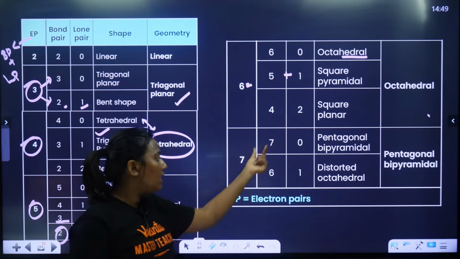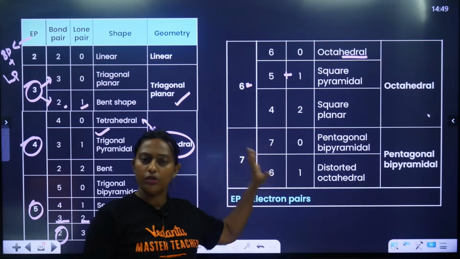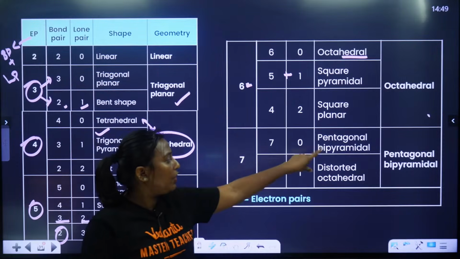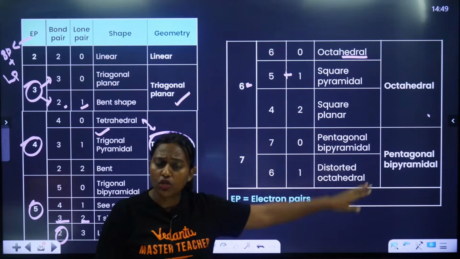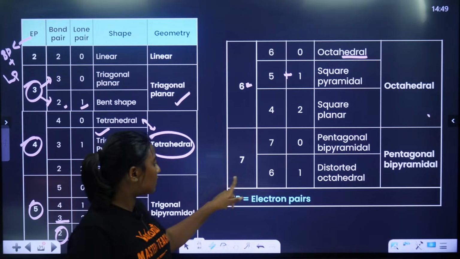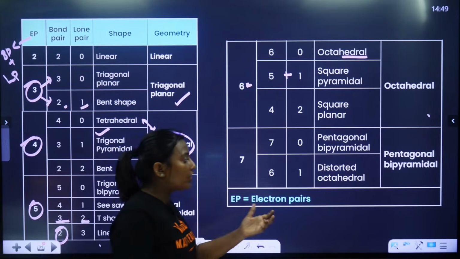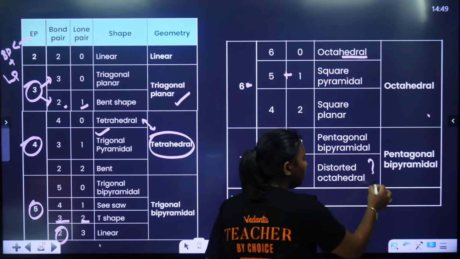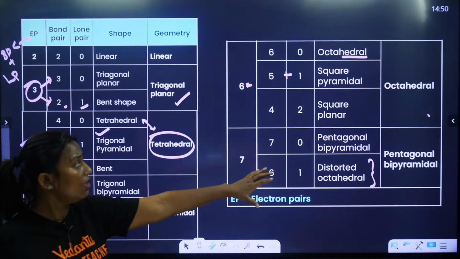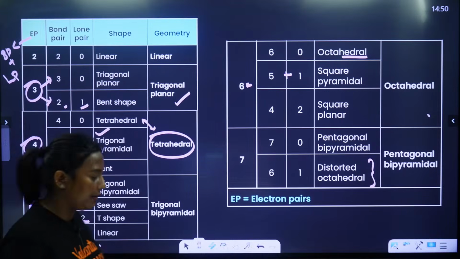Next is 7. For 7 we have 2 different cases. One is 7, 0, meaning 7 bond pair, 0 lone pair. That is pentagonal bipyramidal, so the shape and geometry are similar, pentagonal bipyramidal. Next is 6, 1. The shape is distorted octahedral, and the geometry is pentagonal bipyramidal.